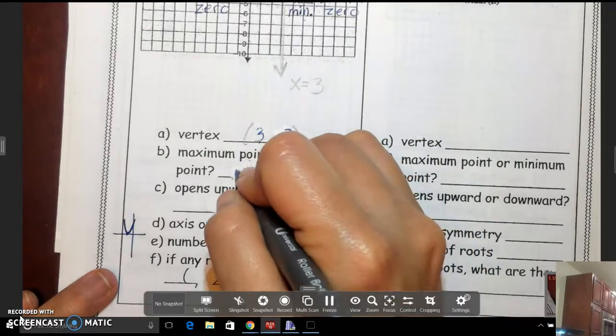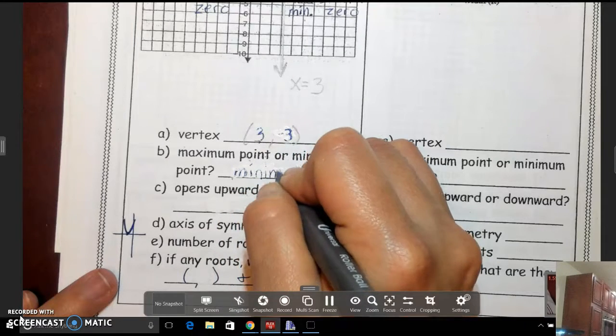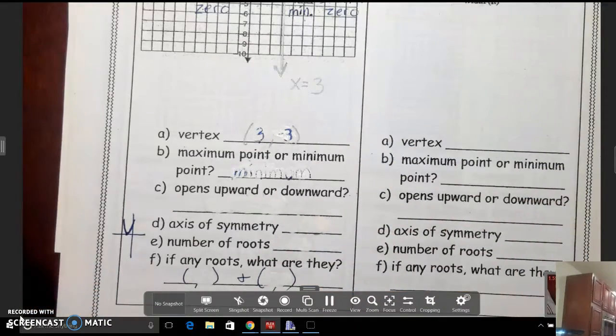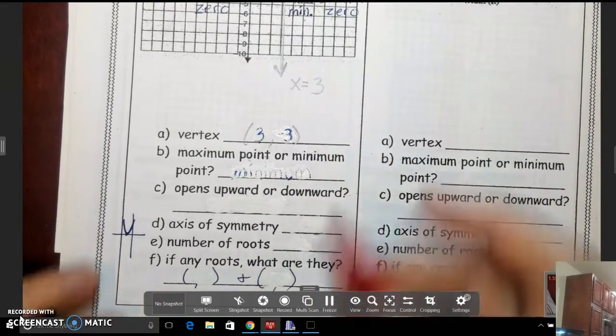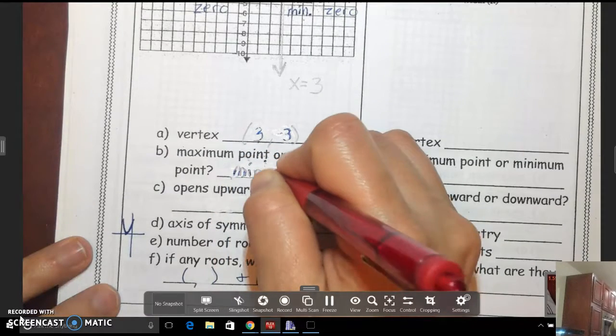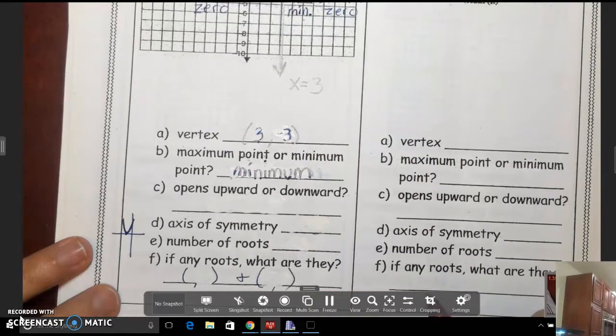I know it's hard to see. I'm going to try to darken it. Let me try to get a different one. Not sure that helped. I think it helped a little bit.